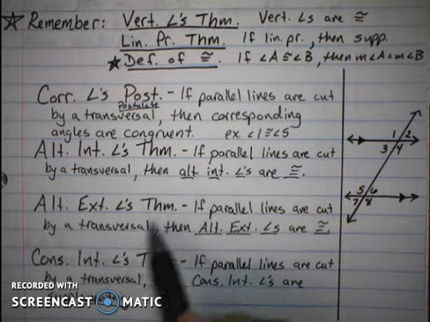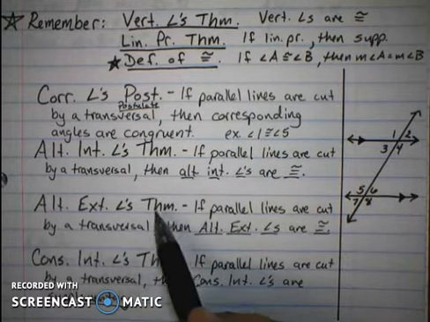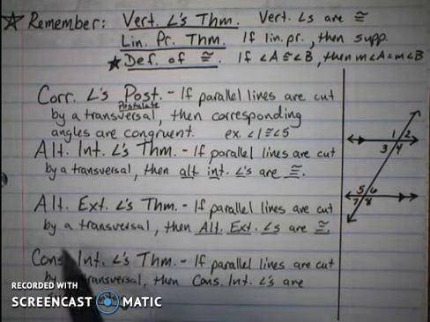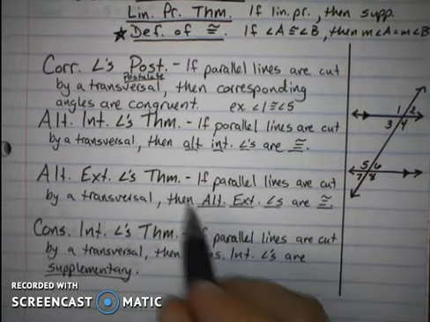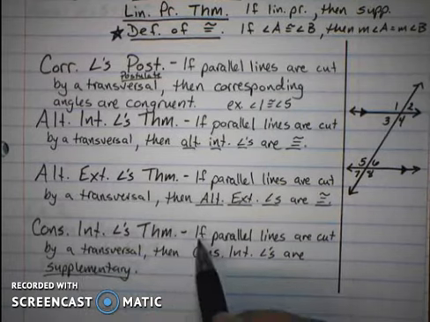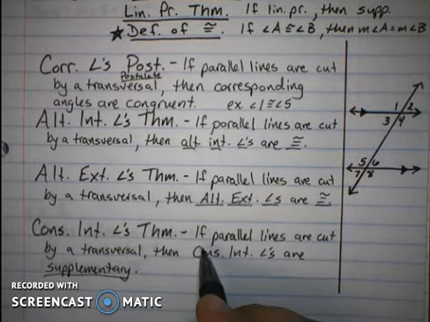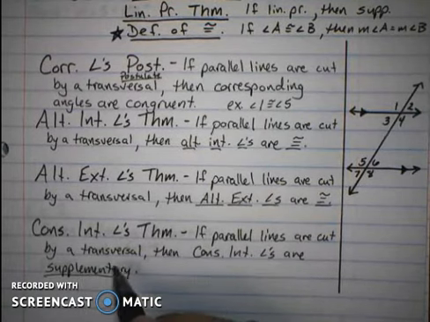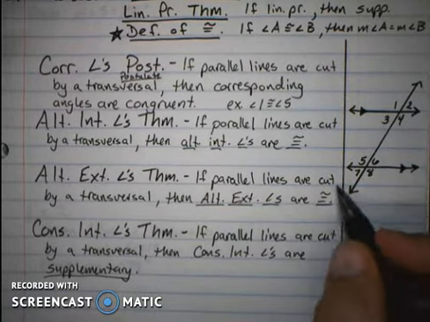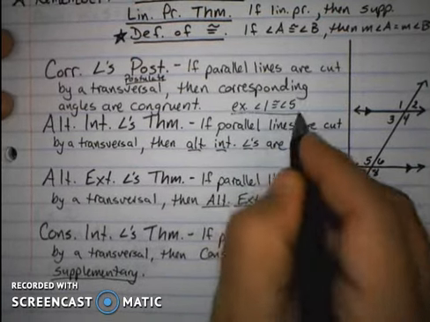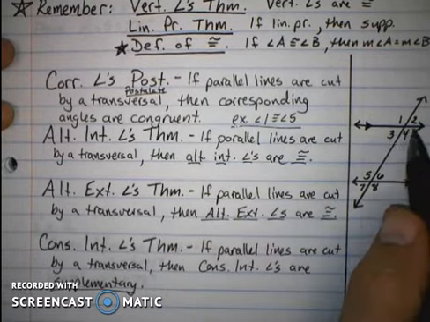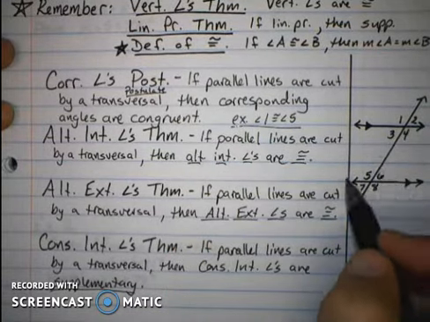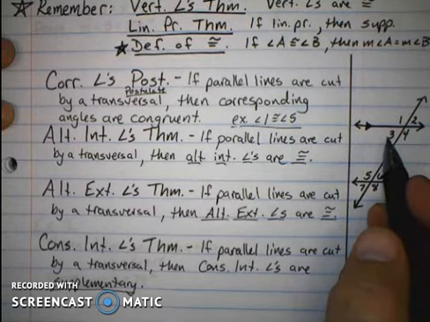These next 2: the alternate exterior angles theorem states, if parallel lines are cut by a transversal, then alternate exterior angles are congruent. And the last one is a little bit different. It says, if parallel lines are cut by a transversal, then consecutive interior angles are supplementary. So here are the conclusions we could have come up with. Here are your examples. Back to corresponding angles, 1 and 5 are congruent, or 2 and 6, or 4 and 8. Any of those corresponding angles have to be congruent.